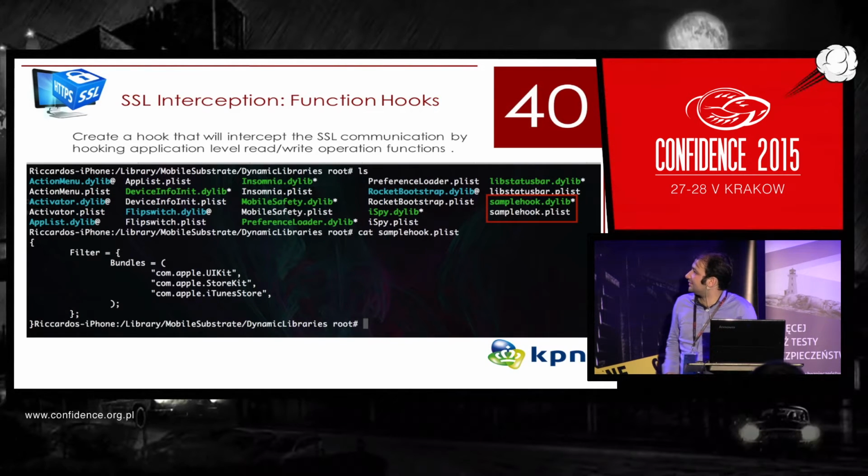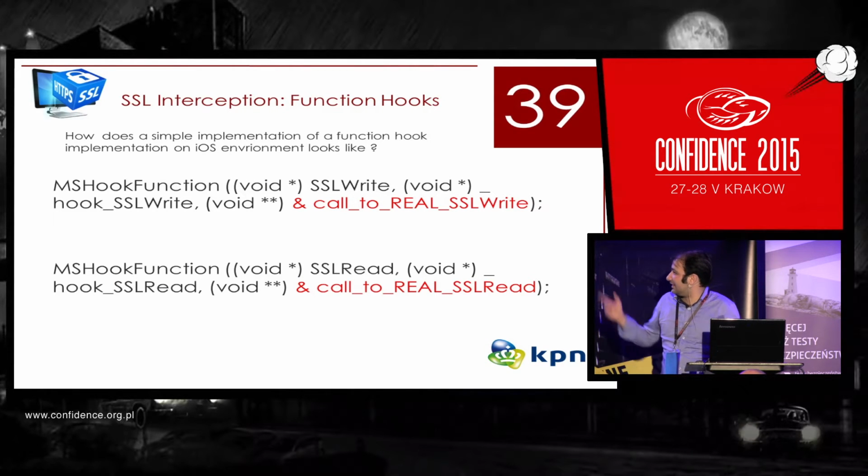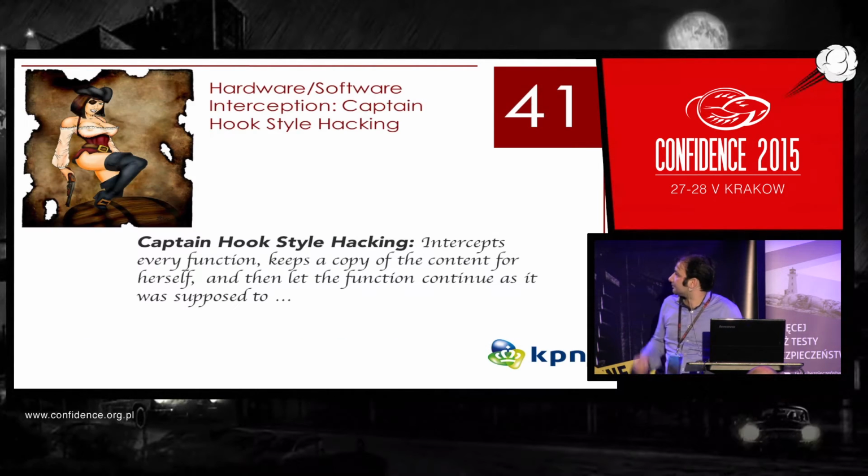So we implemented a sample hook. The source code will be published on GitHub, so you can take a look at it. It's simply a dynamic library. So you can invoke the dynamic library while executing an executable, and it will intercept the function calls as defined. So you can obtain the SSL context.